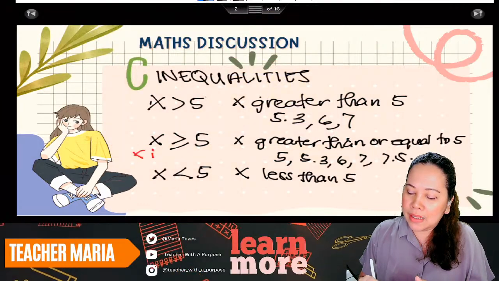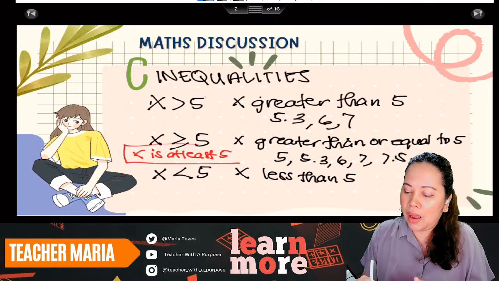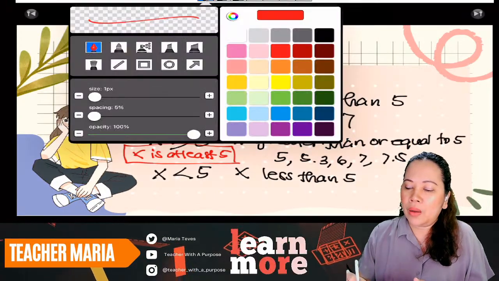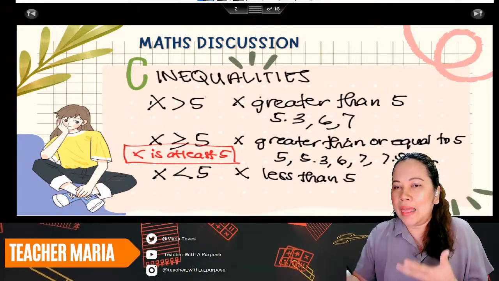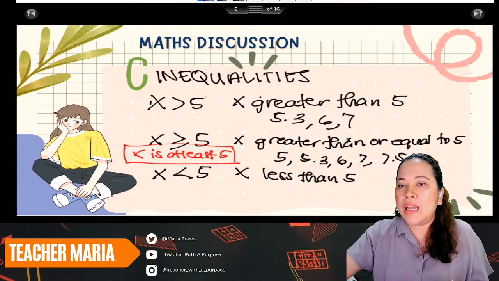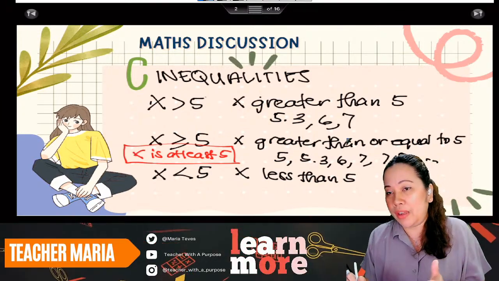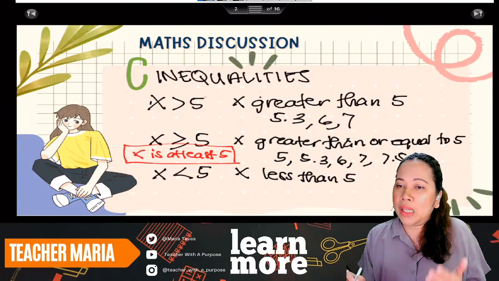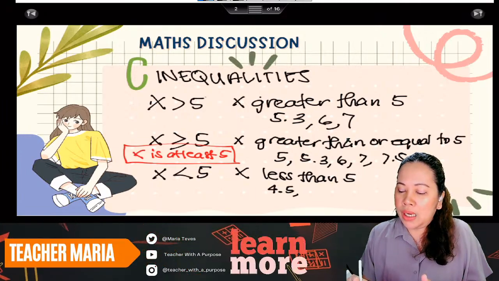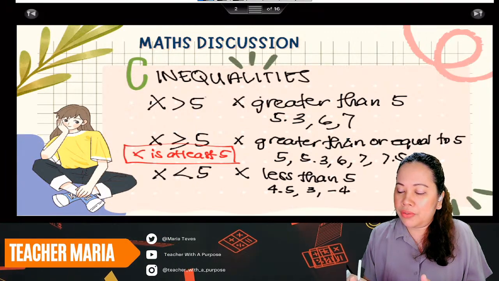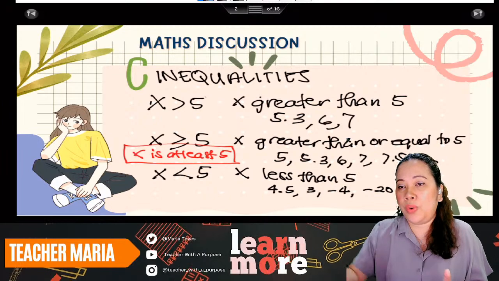X is at least 5. That's the smallest value that you can have. If we have x less than 5, it means that it doesn't include 5 again. So what are the values less than 5? You can have 4.5. You can have 3. You can have -4. You can have -20, and so on and so forth.